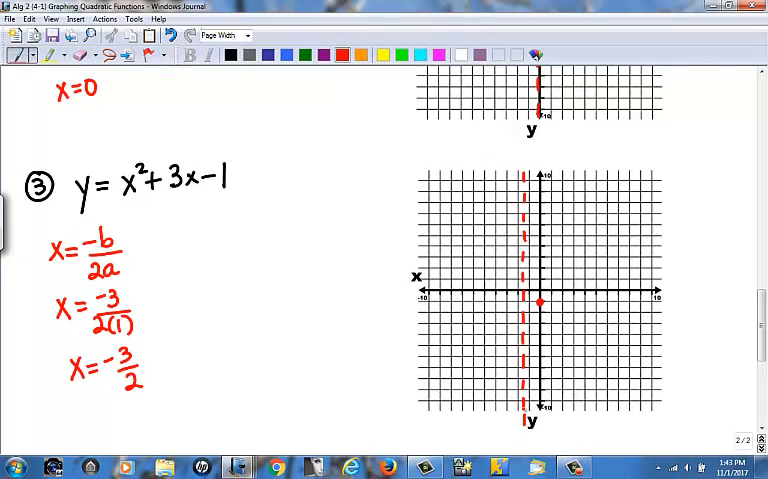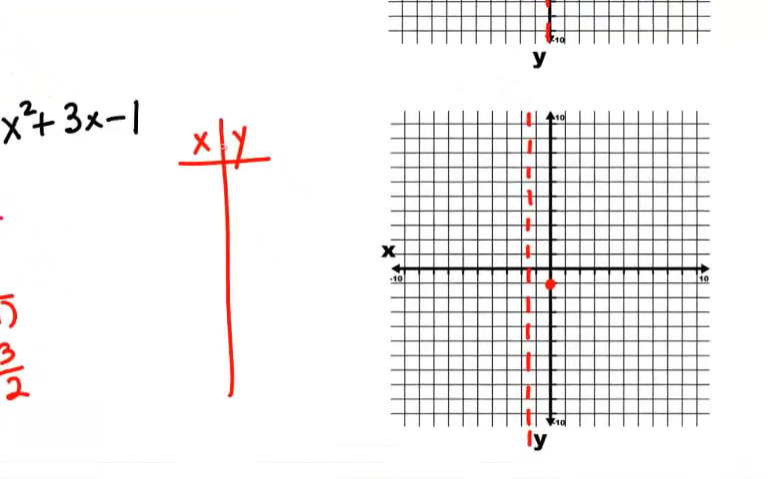Agree with that? Negative 3 halves would be negative 1.5. There's nothing that says it's going to be a nice, neat integer, and don't think you're wrong if you get a fraction. Okay, now we're going to make a table, x and y.